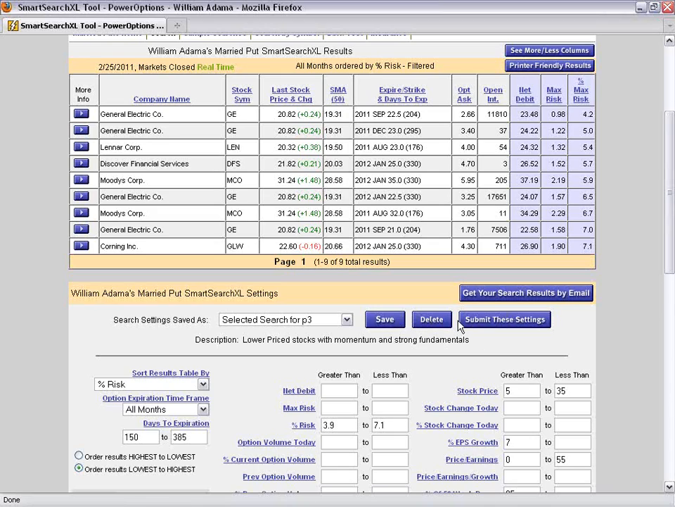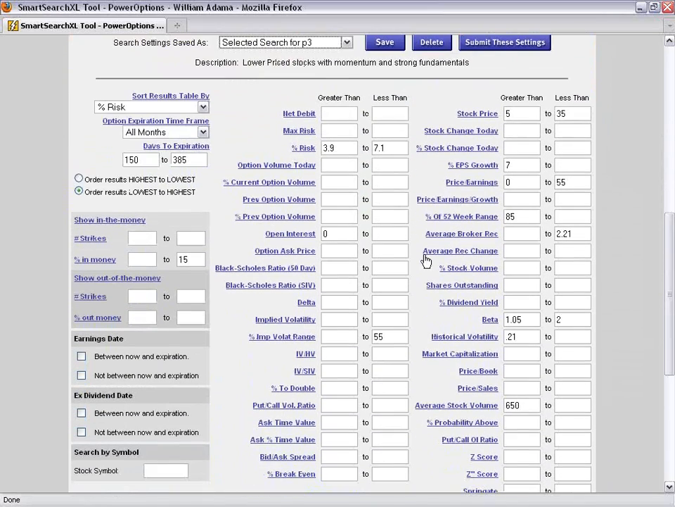We had a customer ask a question, and we did this screen for part 3 of the presentation, where we were looking for, of course, the time frame of 150 to 385 days. We kept our risk under 15%, risk of 3.9 to 7, open interest greater than 0, and so forth. And I put in a broker recommendation of less than 2.21.